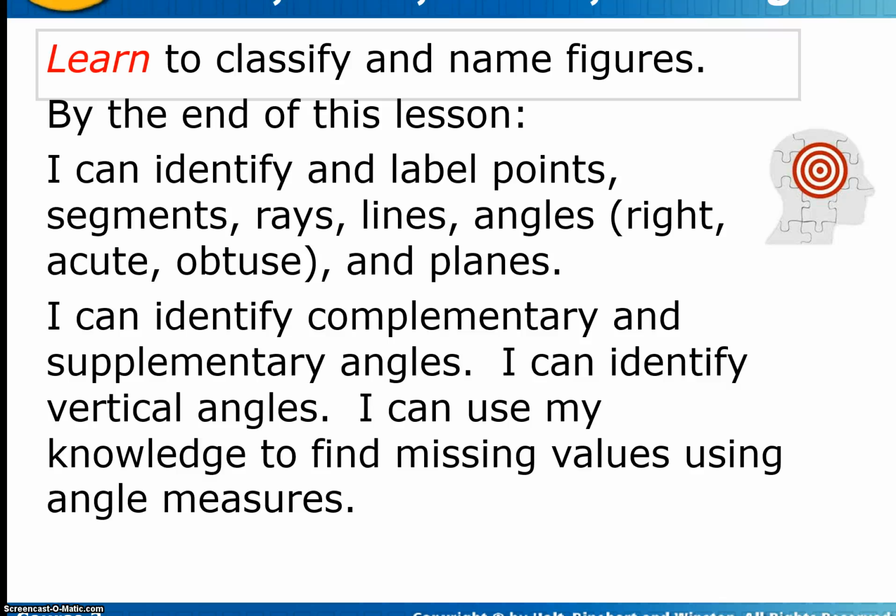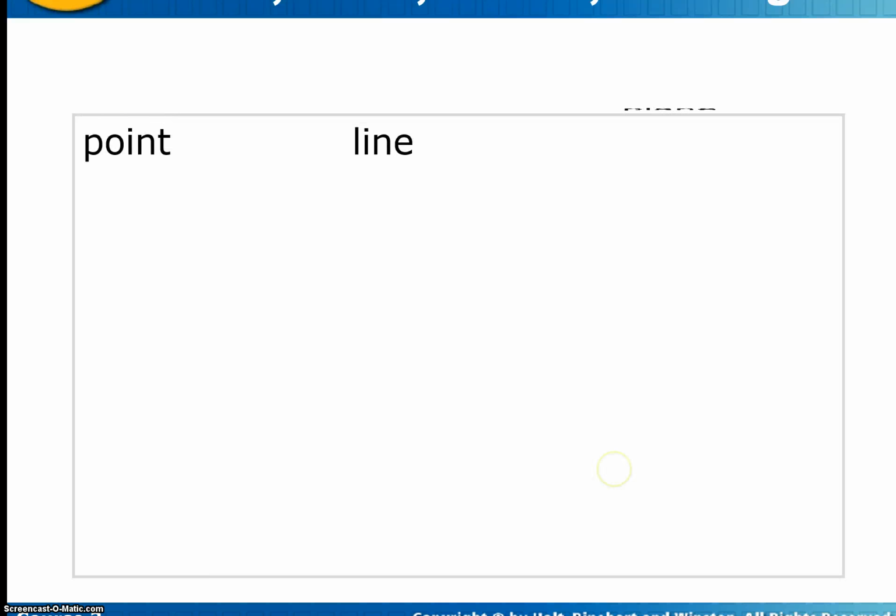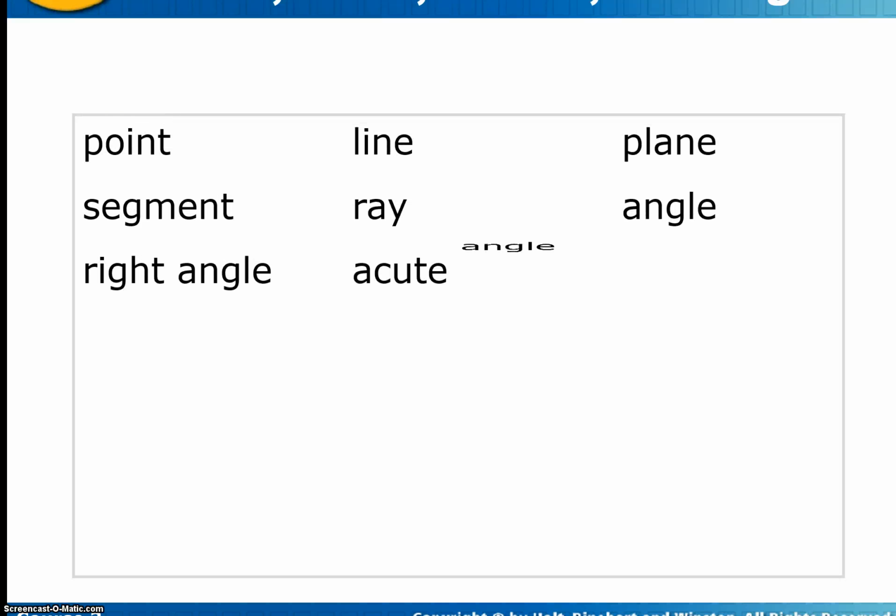So let's get started. You should have with you a piece of paper to take some notes on, and make sure you put the lesson 7.1 on the top of it along with your name, so if you were to lose it or misplace it, you can use it on your test and assessment, and it will help you better understand the concepts. So these are all the vocabulary words that you will need to know.